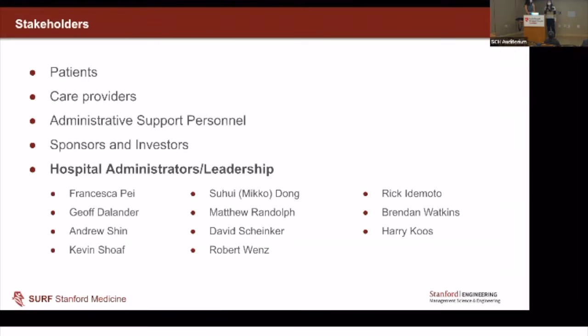We had a number of stakeholders involved in this project because it covers pretty much the whole hospital. It was primarily the patients, as well as care providers, administrative support personnel, sponsors and investors, as well as hospital administrators and our direct project sponsors, to whom we're very grateful for their continued support throughout this project.